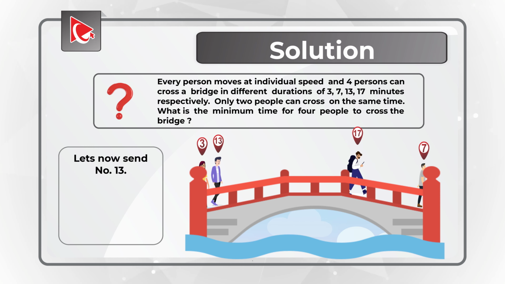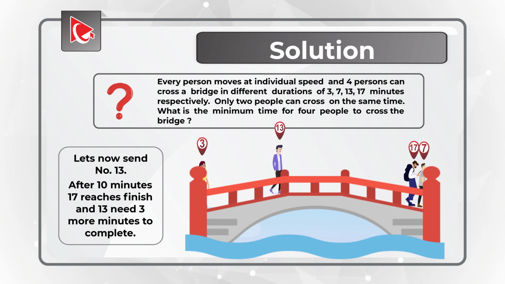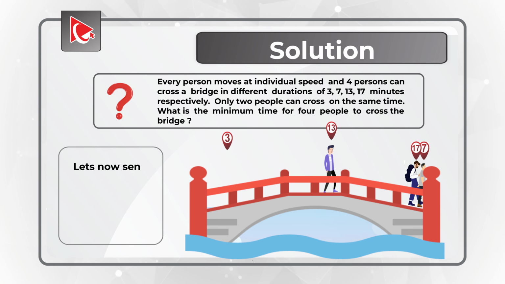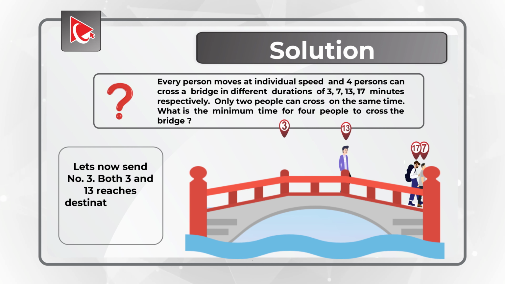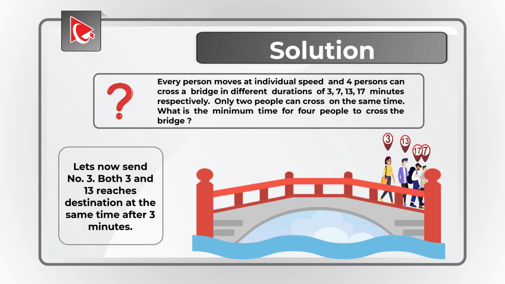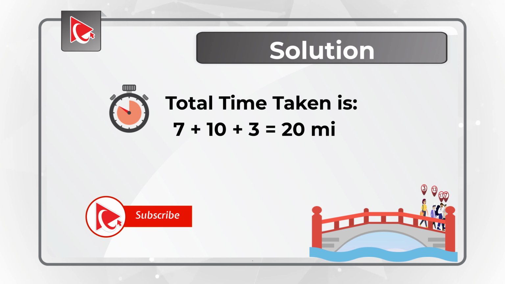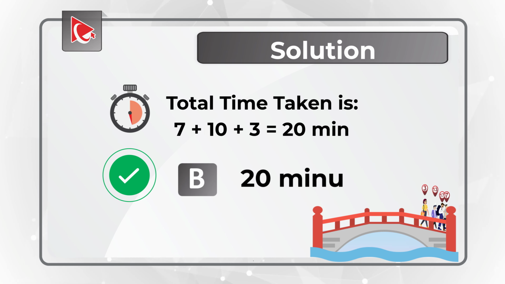Let's now send number 13. After additional 10 minutes, number 17 reaches the finish line, and number 13 needs 3 more minutes to complete the travel. Let's now send number 3. Both number 3 and number 13 reach destination at the same time, after additional 3 minutes. And total time it took for travelers to cross the bridge would be 7 plus 10 plus 3 equals 20 minutes. So the correct answer here is choice B, 20 minutes.